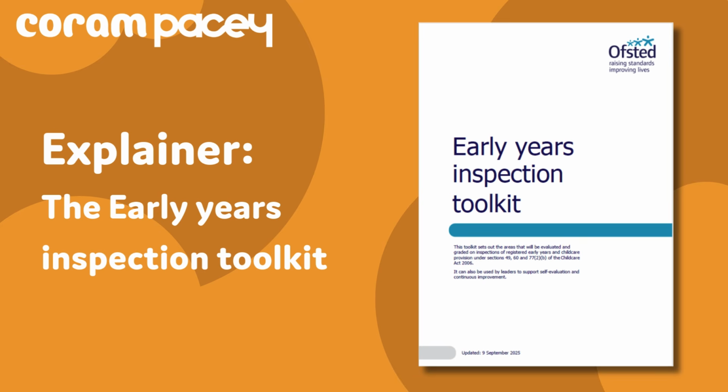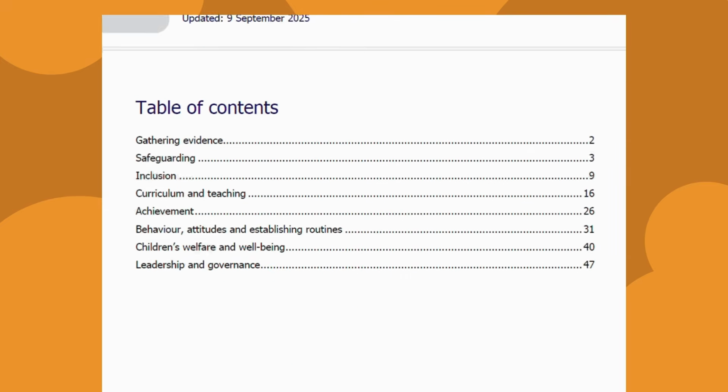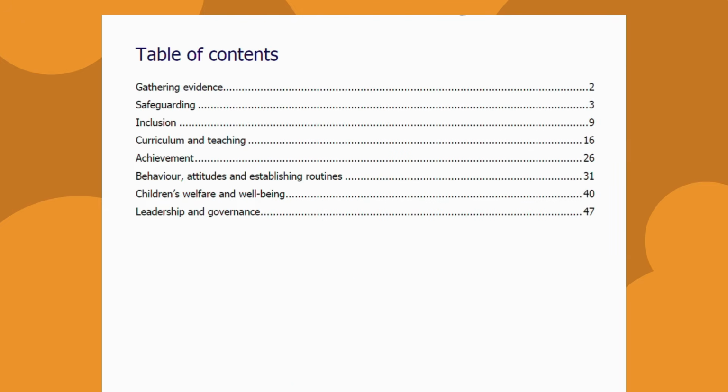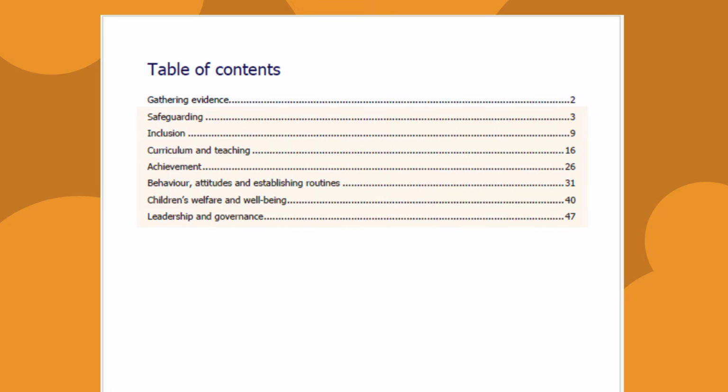Let's take a closer look at the Early Years Inspection Toolkit. Early Years providers will be inspected against 7 evaluation areas which align with the Early Years Foundation Stage Statutory Framework. The table of contents shows the evaluation areas.